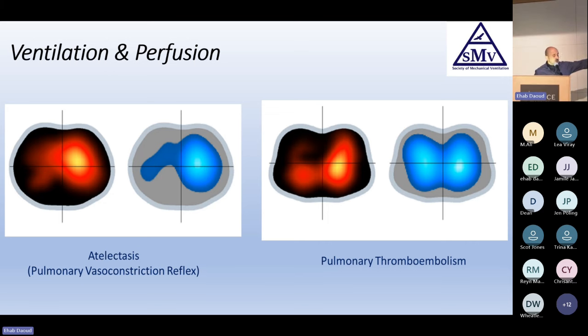Here, the right lower lobe is not getting much air. And what you're expecting, because of our normal vasoconstriction response, is that it shouldn't be getting a lot of blood, which is perfect. So this is a good ventilation perfusion match.